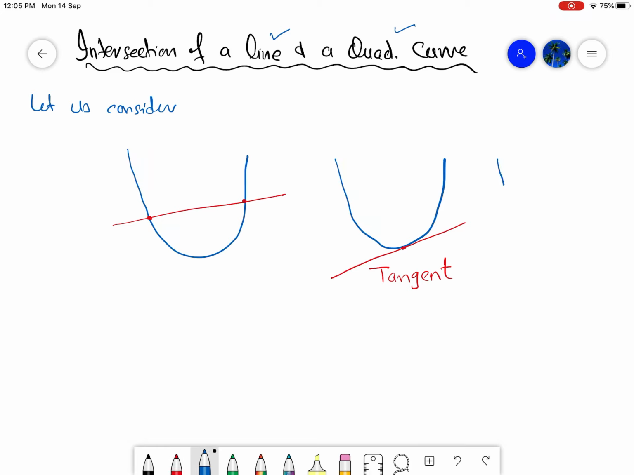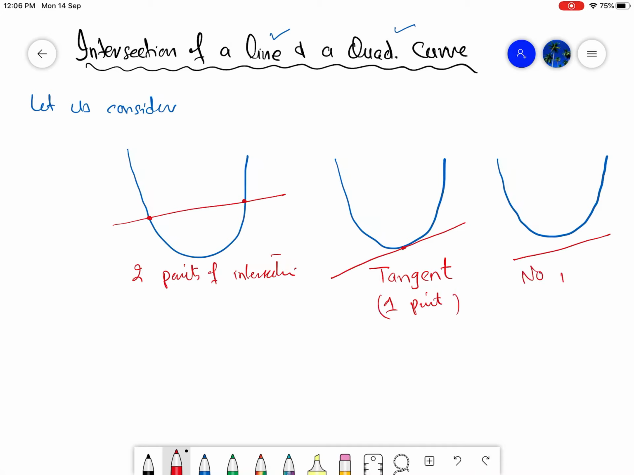There is a possibility as well that the line doesn't touch the curve at all, nor intersect the curve. Okay, so there are no points of intersection. So here we have 2 points of intersection. Here 1 point, and here no points of intersection.